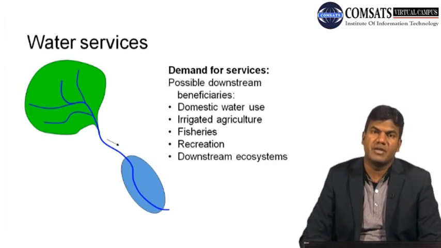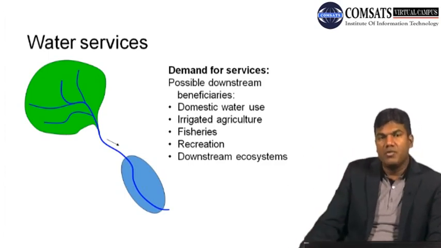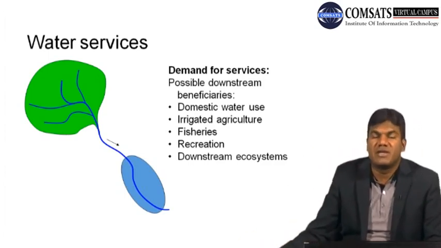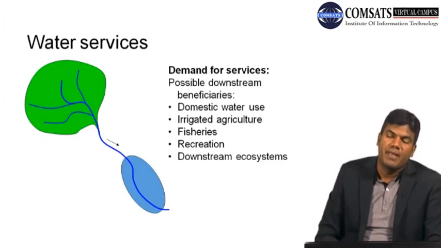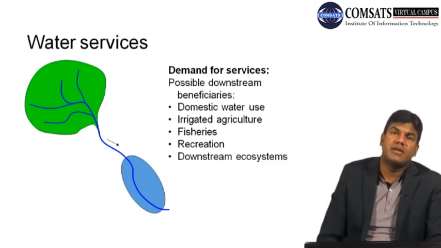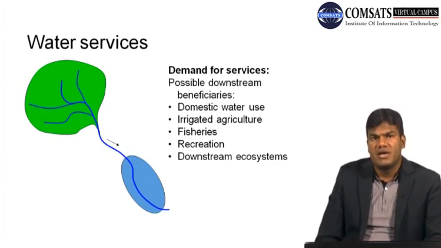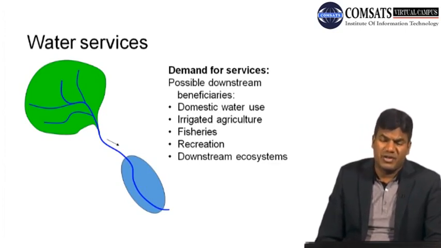अब डिमांड फॉर सर्विसेज में what we are going to see is there are possible downstream beneficiaries, people who are living below. ये जो dark blue वाले में हैं, इनके कुछ benefits हैं. What are those benefits? Number 1, domestic water use. ऊपर से पानी आता है, they are using water as domestic use. Number 2, irrigated agriculture. नीचे भी तो farms हैं, they are using it for the farming purposes, for irrigation purposes.